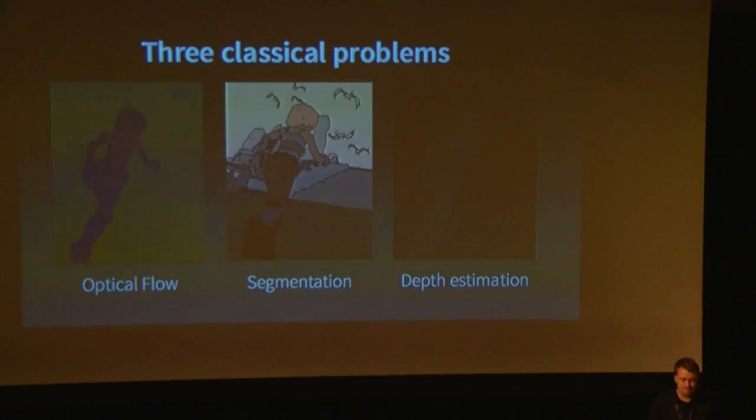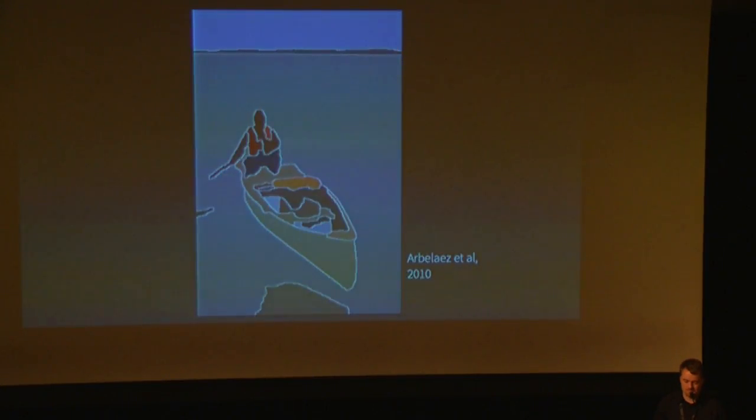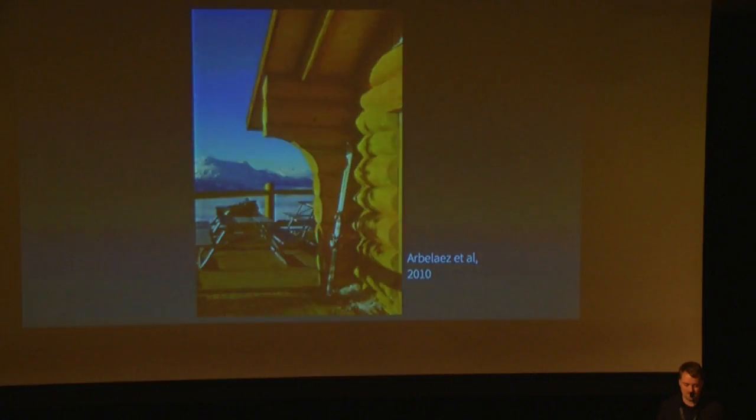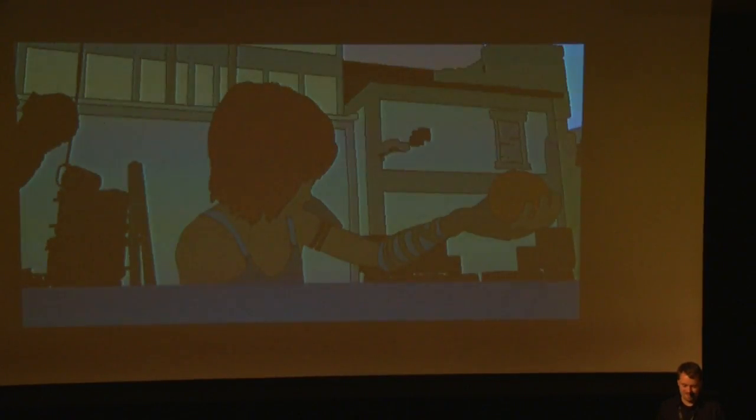So that's optical flow. Next up, segmentation. What is segmentation? It's basically grouping of pixels that belong to the same object. So from an image like this, you want to get something like this. From an image like this, you want to get something like this, and from an image like this, you want to get something like this. The colors are just for visualization, but basically you want to assign indices to pixels, and pixels that share the same index belong together.